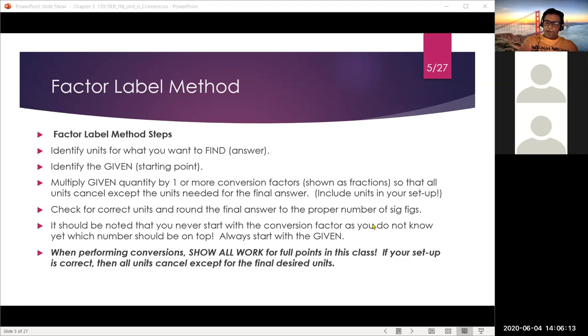Some of the problems we created for the activities. Show your units if you want to get full credit on these activities, so show me how you did the work.